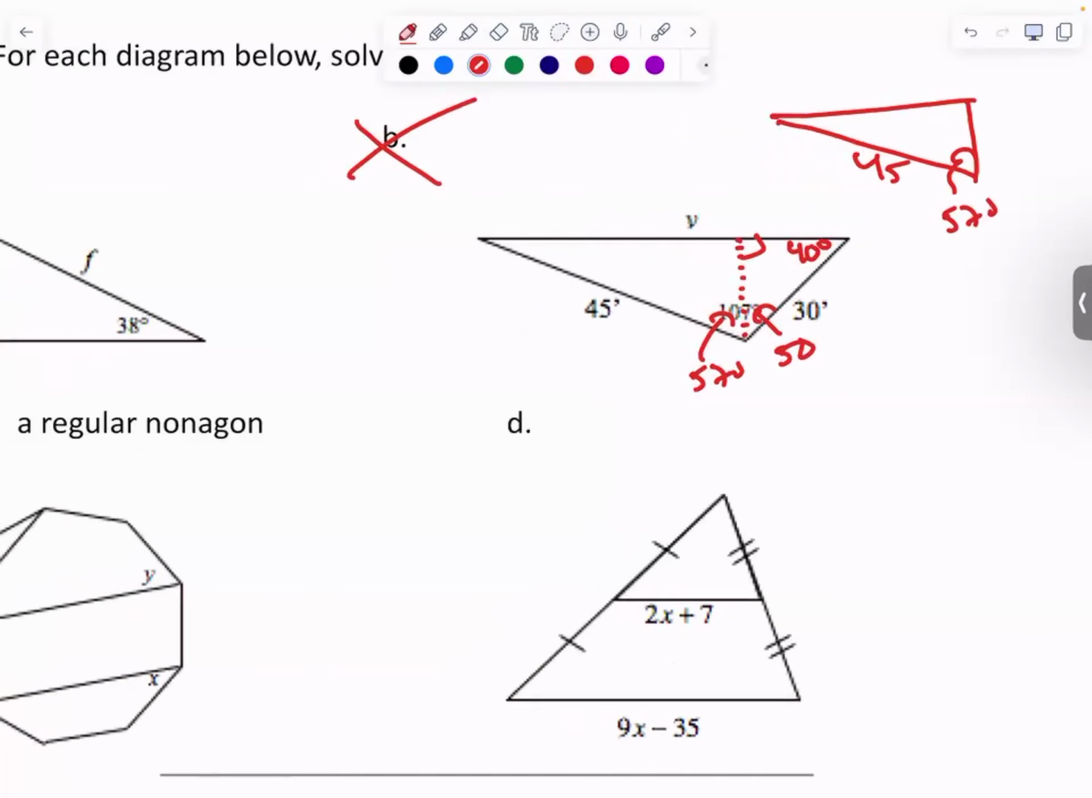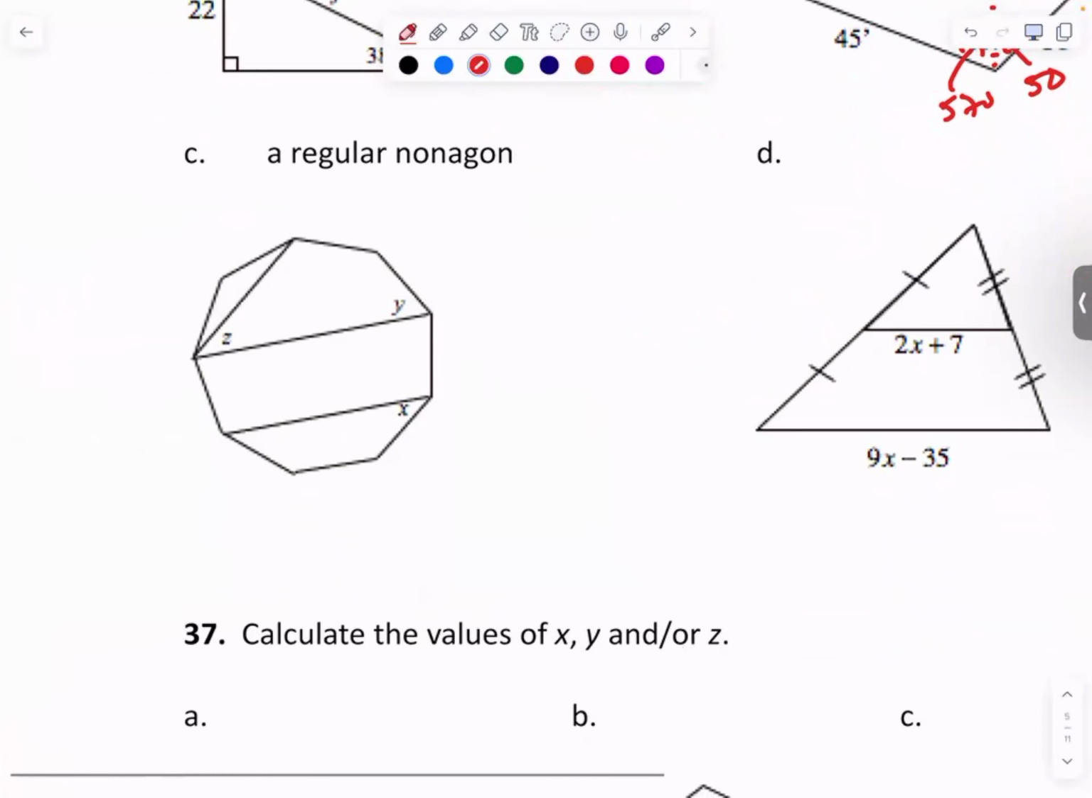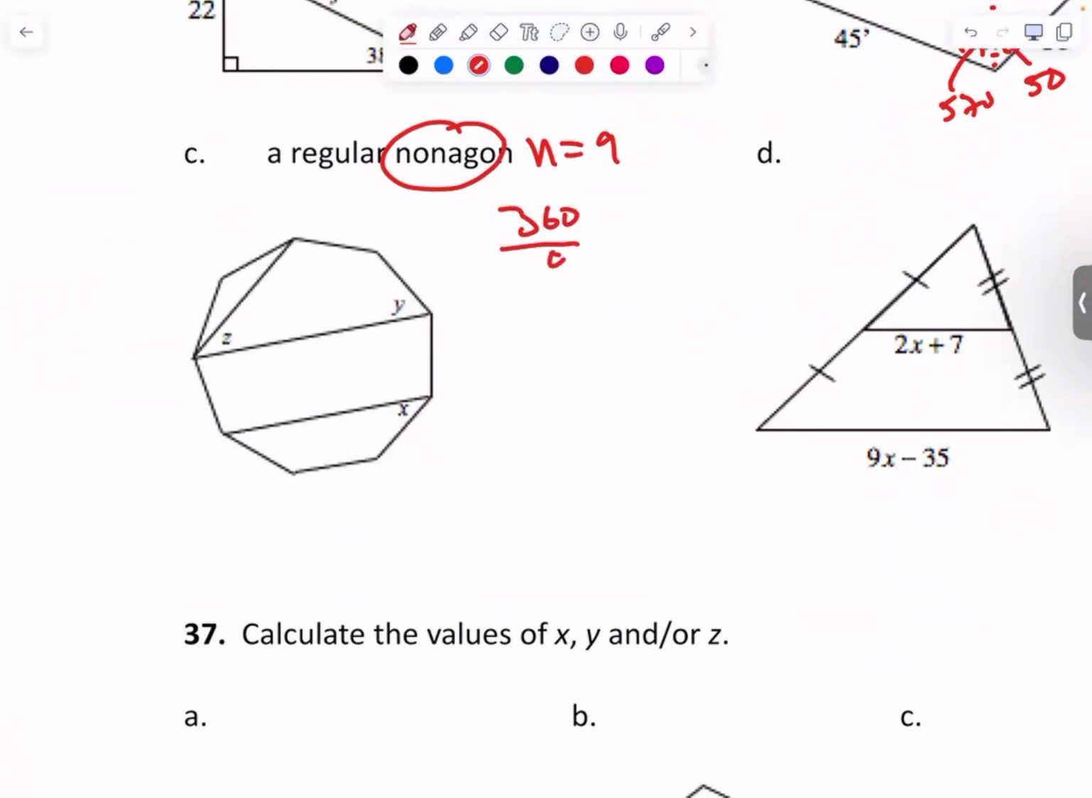What was the other one you asked about, Maggie? Okay, nonagon. How many sides? 9. Okay, good. So 360 divided by 9 gets you 40 degrees. That's each exterior angle, right? So how about the interior angle? Or just do 140, right? Because you have to add to 180. Just make it easy for yourself.